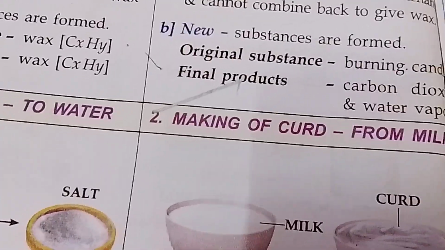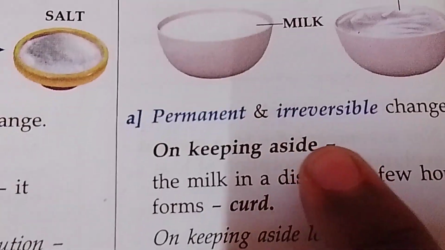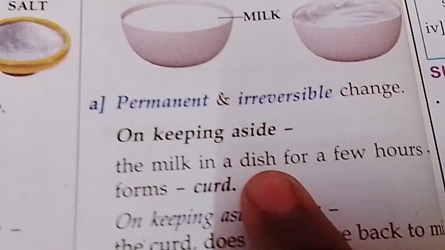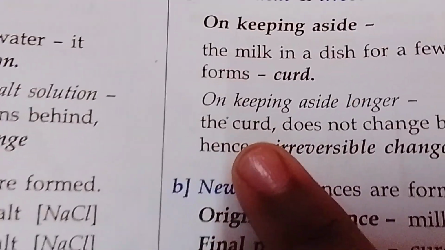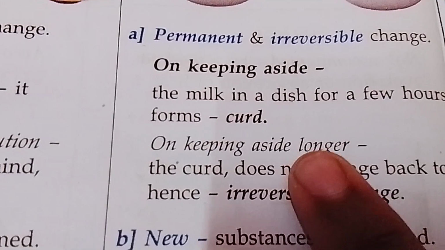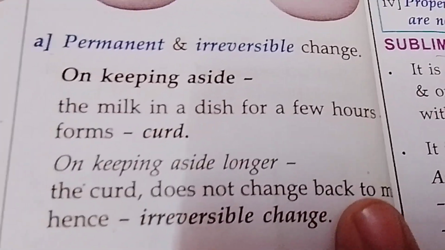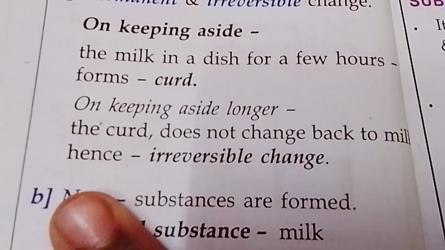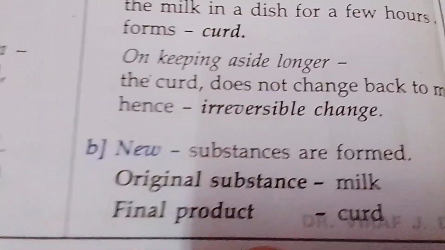Making of curd from milk. A permanent and irreversible change. On keeping milk aside in a dish for a few hours, it forms curd. On keeping it aside longer, the curd does not change back to milk, hence it is an irreversible change. New substances are formed. Original substance, milk; final product, curd.